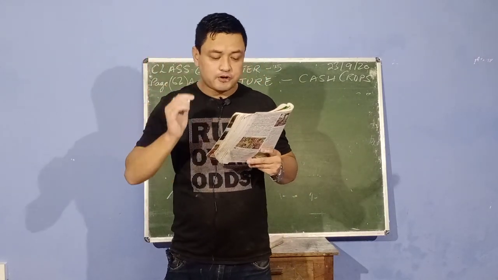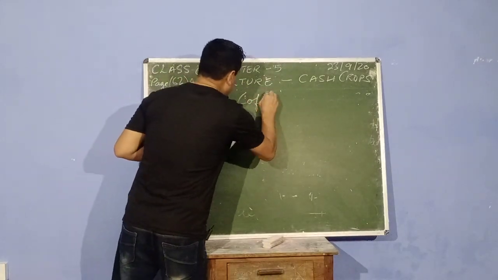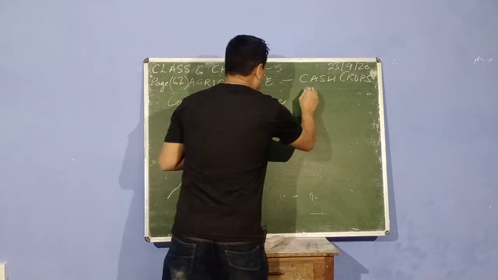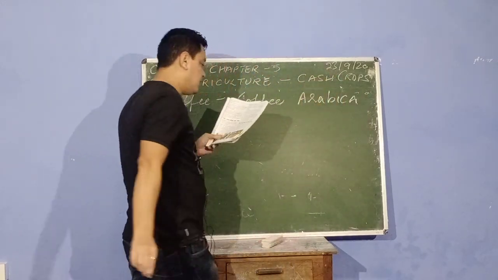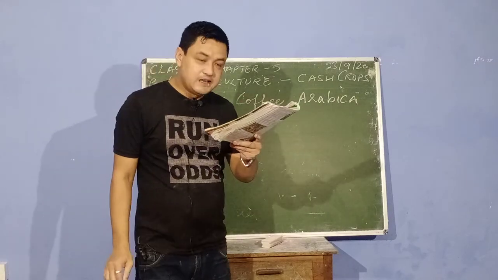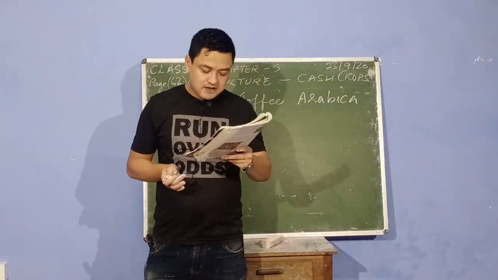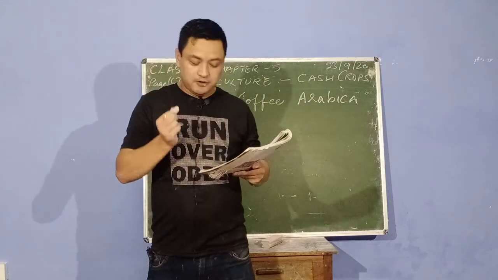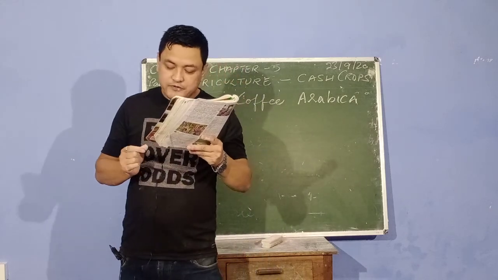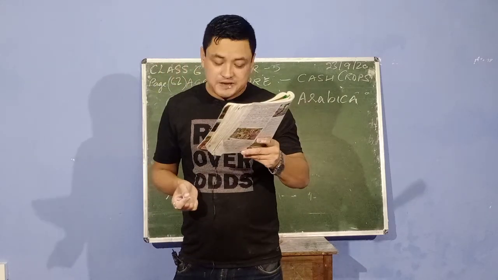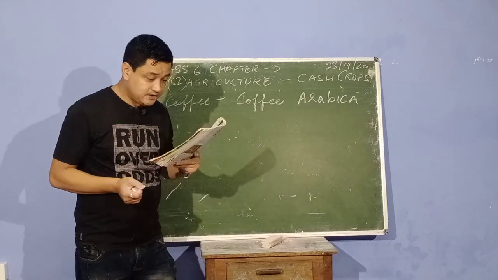There are two important varieties of coffee. Coffee Arabica, A-R-A-B-I-C-A, has less caffeine as well as superior flavor. Coffee Arabica, also known as Arabian coffee or coffee shrub of Arabia, is the first species of coffee to be cultivated in the world.